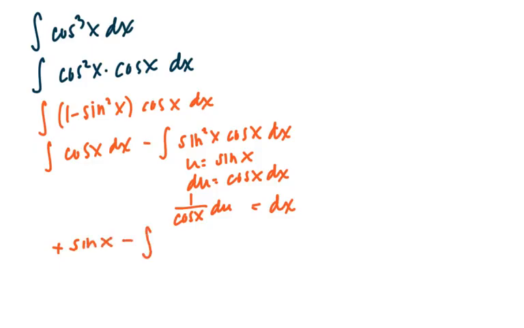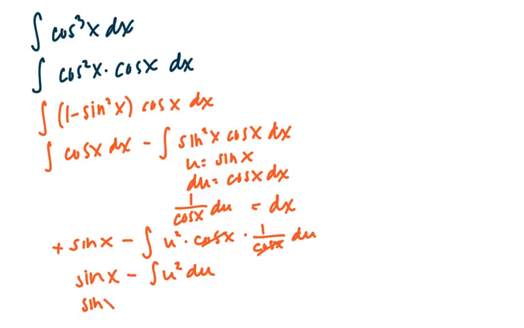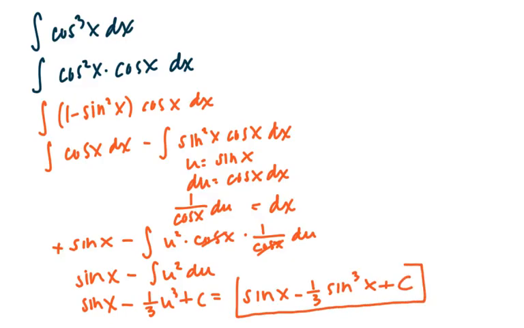minus the integration of u squared times cosine x times 1 over cosine x du. So our cosines cancel nicely. So we have sine x minus the integration of u squared du. The integration of u squared is 1/3 u to the third plus c. So this means we have sine x minus 1/3, and u is sine x, to the third, plus c. And that would be your answer.